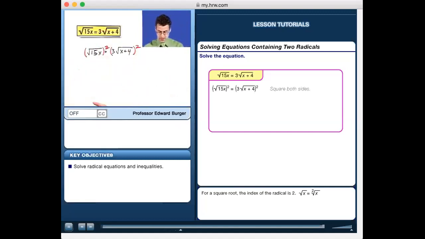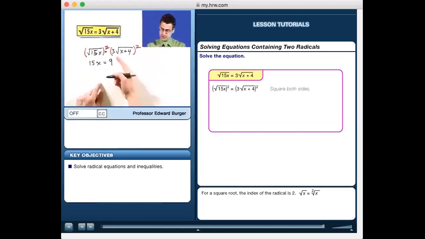So we square both sides, and what's going to happen? Well, we're going to have just 15x here. Now, a great mistake would be to say 3 times the quantity x plus 4. But you've got to square the 3. There's no square root there, so we actually really have to square the 3 and get 9. Now I'm going to make another mistake. See if you can find this mistake.